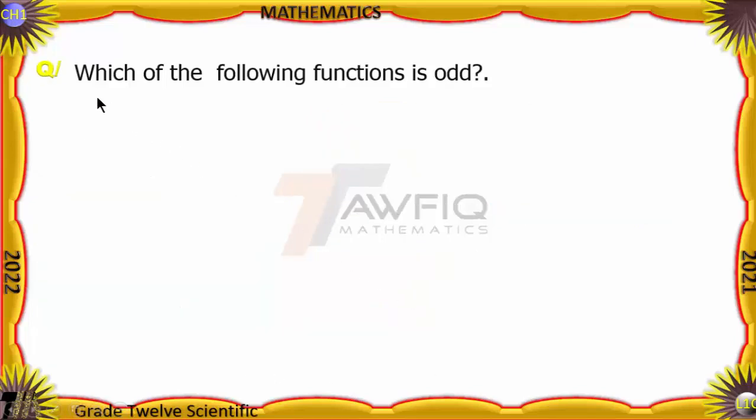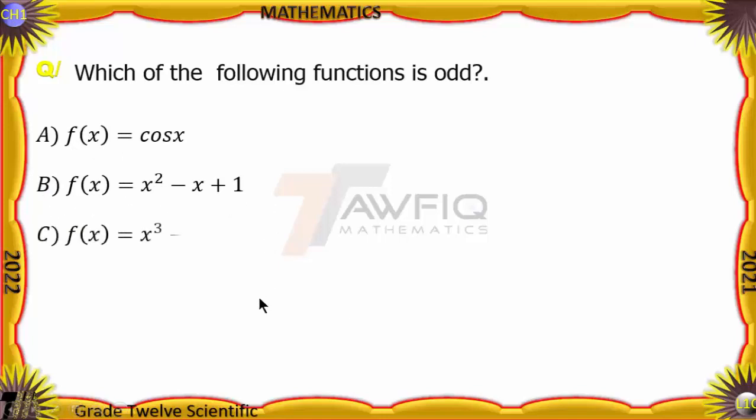Another question: which of the following functions is odd? A, f(x) equals cosine x. B, f(x) equals x squared minus x plus 1. C, f(x) equals x cubed minus x. D, f(x) equals x squared plus x. As you can see, the odd function is number C, because odd minus odd function is an odd function.